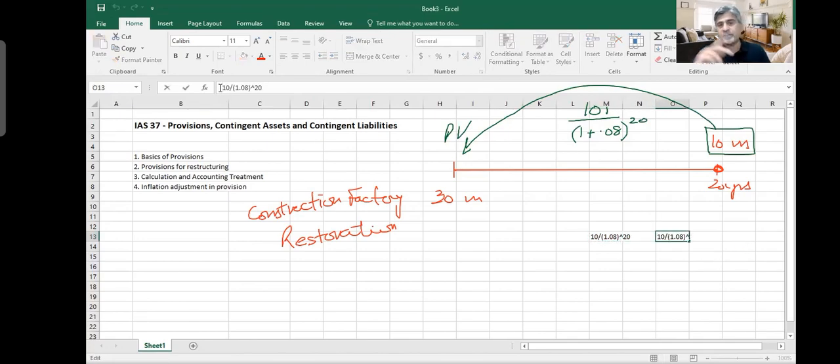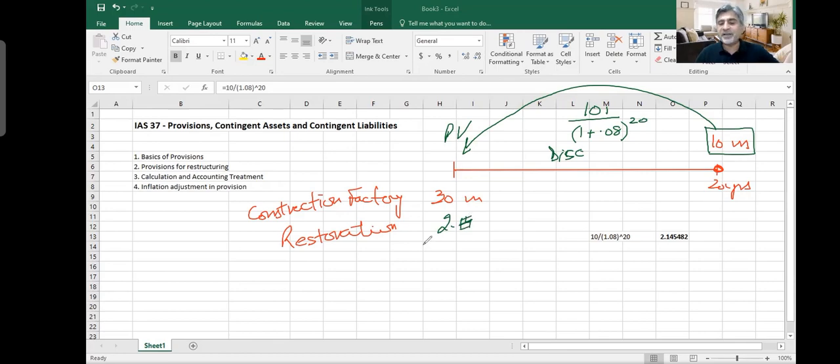Please watch discounting and compounding. What I'm doing now is actually discounting. This process is called discounting. Discounting means finding the present value of a future cash flow. I have a future cash flow of 10 million. What is the present value of that in terms of today? If I put the equals sign, it gives me 2.145 million. So my present value today, the provision, is 2.145, or let's call it 2 million.